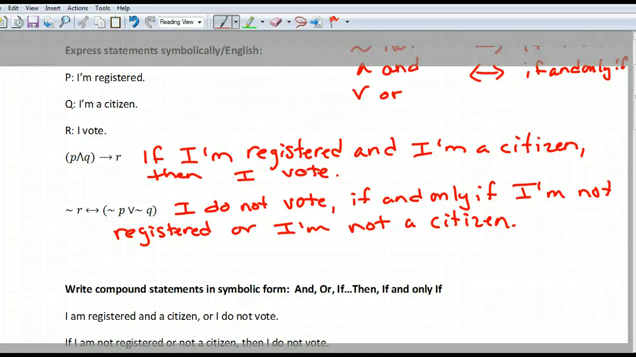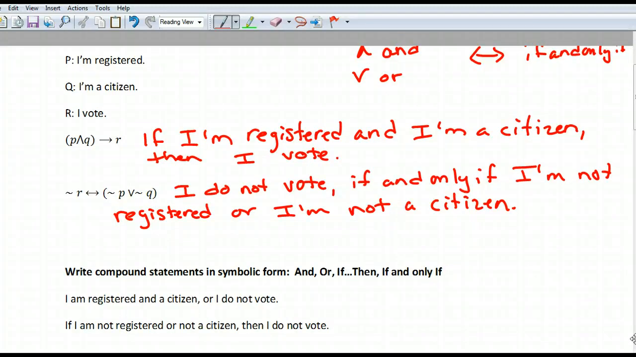How about this one? Down below we have write the compound statements in symbolic form. So we're going the other direction. I am registered and a citizen or I do not vote. How would I write that out? P or Q? P or R. P or not R. Oh, P and Q. Mm-hmm. Not R. Okay, this is not an or. This is an and. Q, and then parentheses, or R, not R. Good. Commas are often next to parentheses. Yes, commas. This is a big clue to you that there's a parentheses somewhere in there.